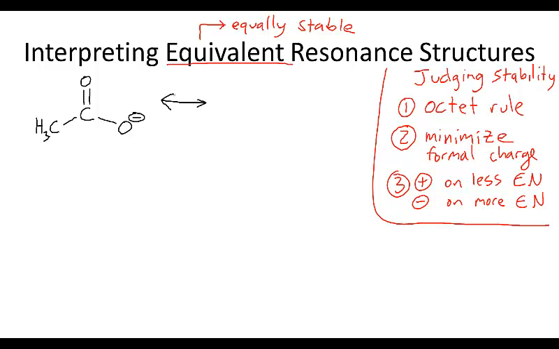This is the acetate ion. These two resonance structures are equally stable. They both follow the octet rule. They both have one formal charge, and it's a negative formal charge on oxygen in both. So these two are equally stable. Therefore, the actual structure will be exactly halfway between the two.